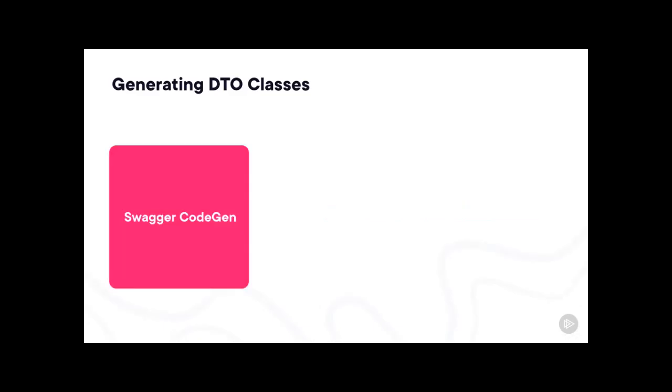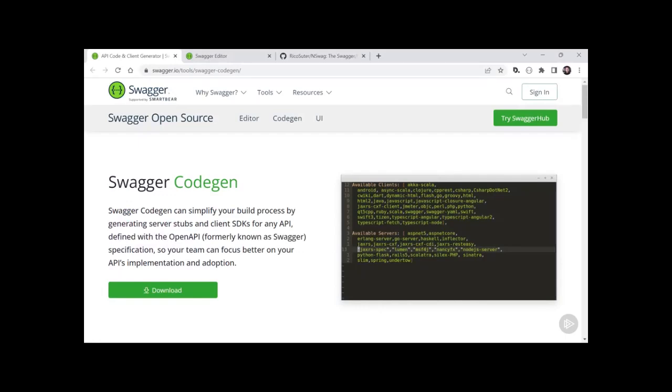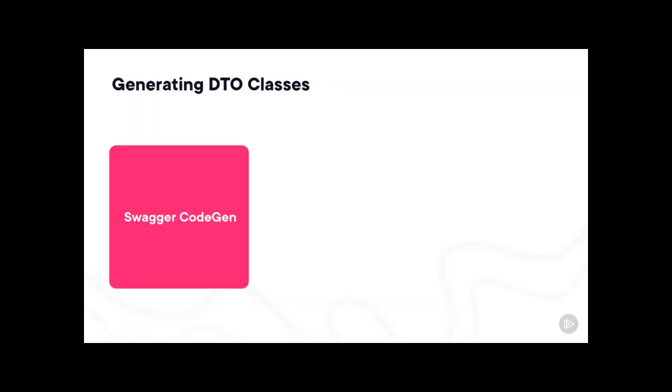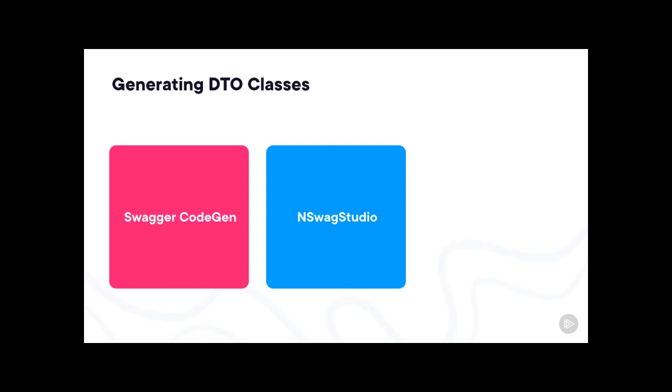One is Swagger CodeGen. You can find it at the URL on screen. But as it's Java-based, you do need the Java runtime installed on your machine. If you don't want to do that, which I totally understand, there's an online version available at the URL you see on screen now. Another option is using NSwag Studio.